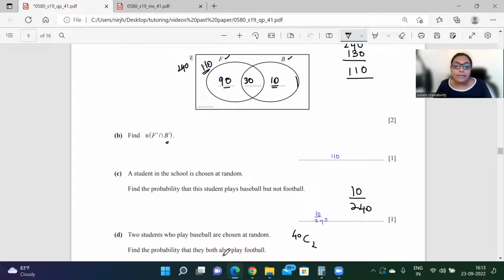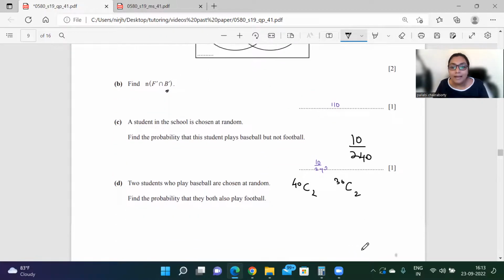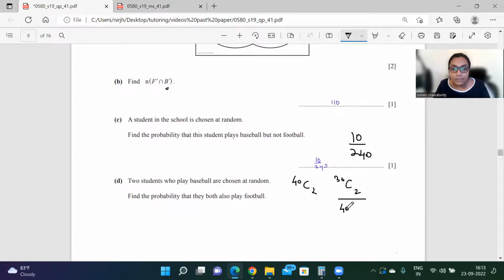And you have to find that they also play football. So how many students are playing football and baseball together? There are 30, right? Because the student who is playing football also has to play baseball. So that means 30C2 will be the number of ways, out of the students who play football and baseball, 2 students are chosen, and the total number of students is 40C2. This is what you have to do.